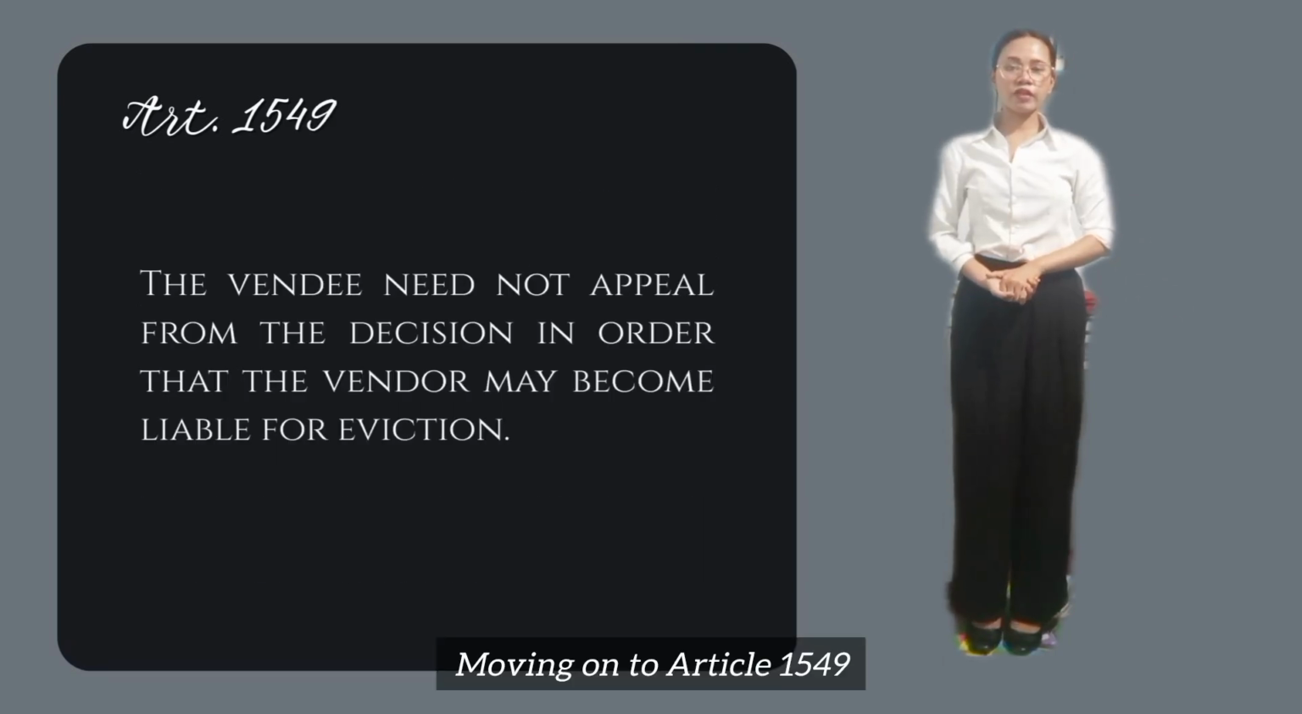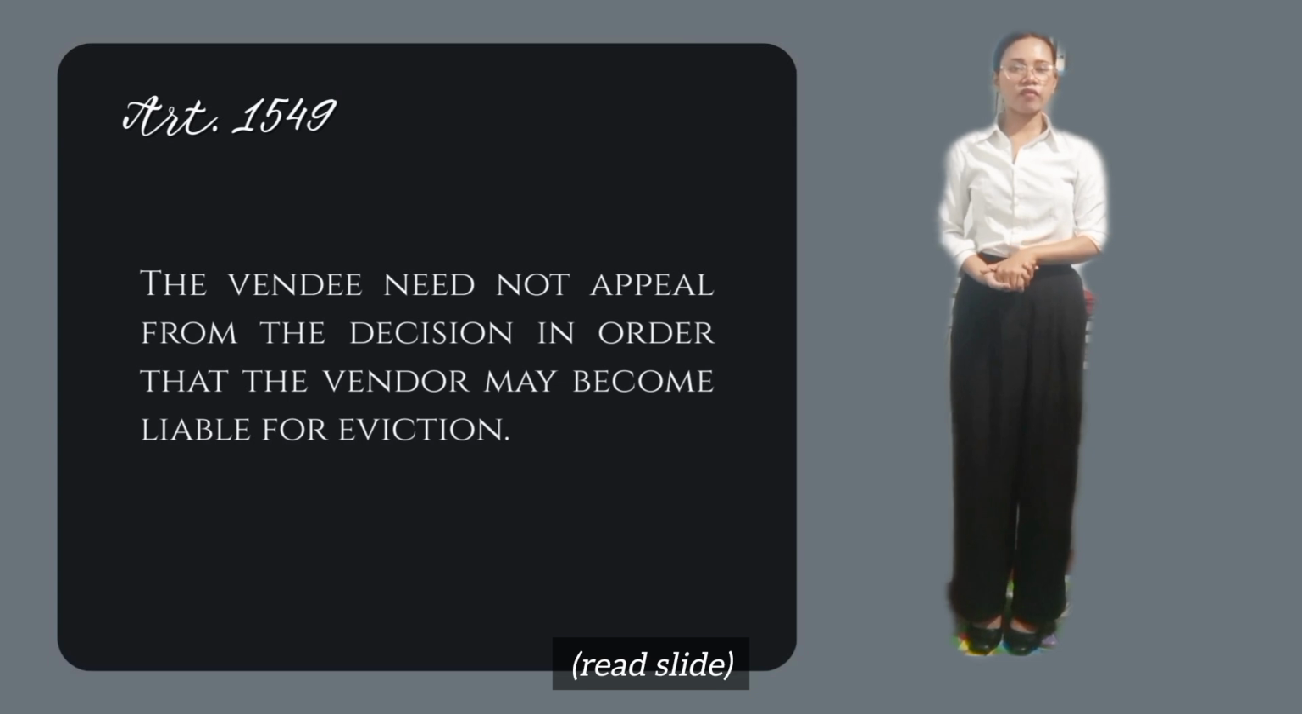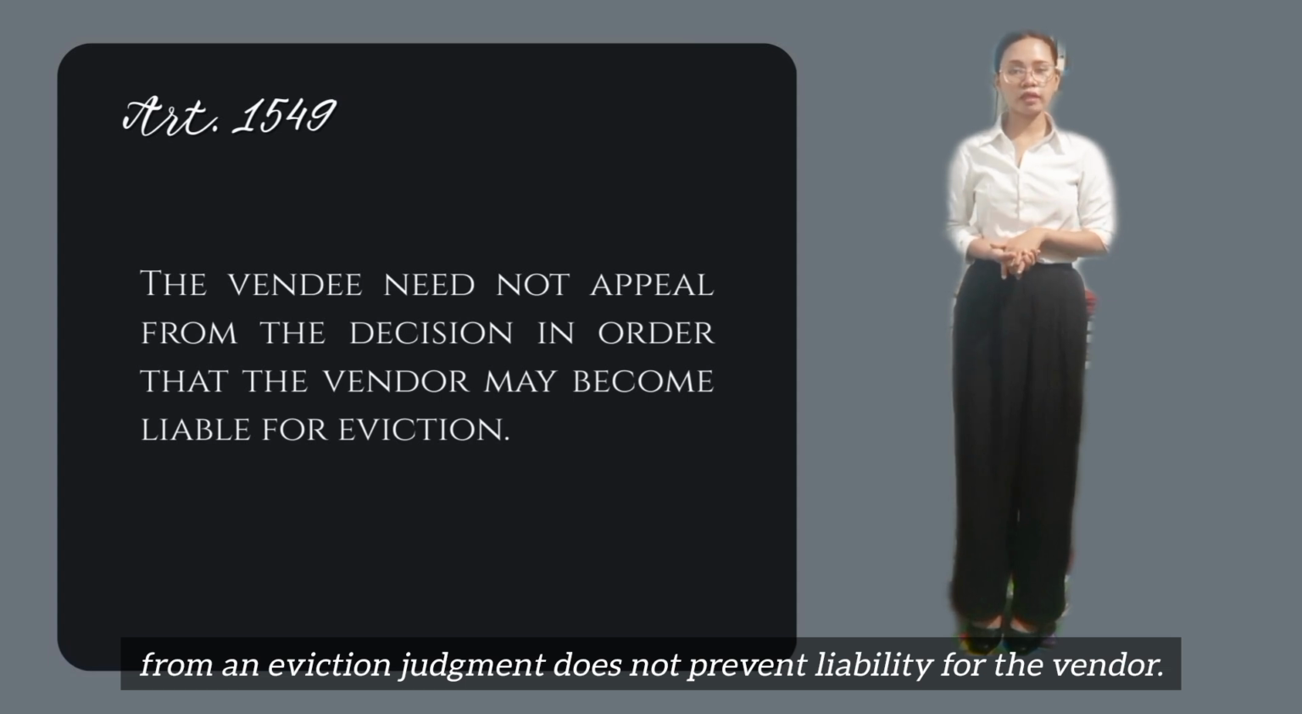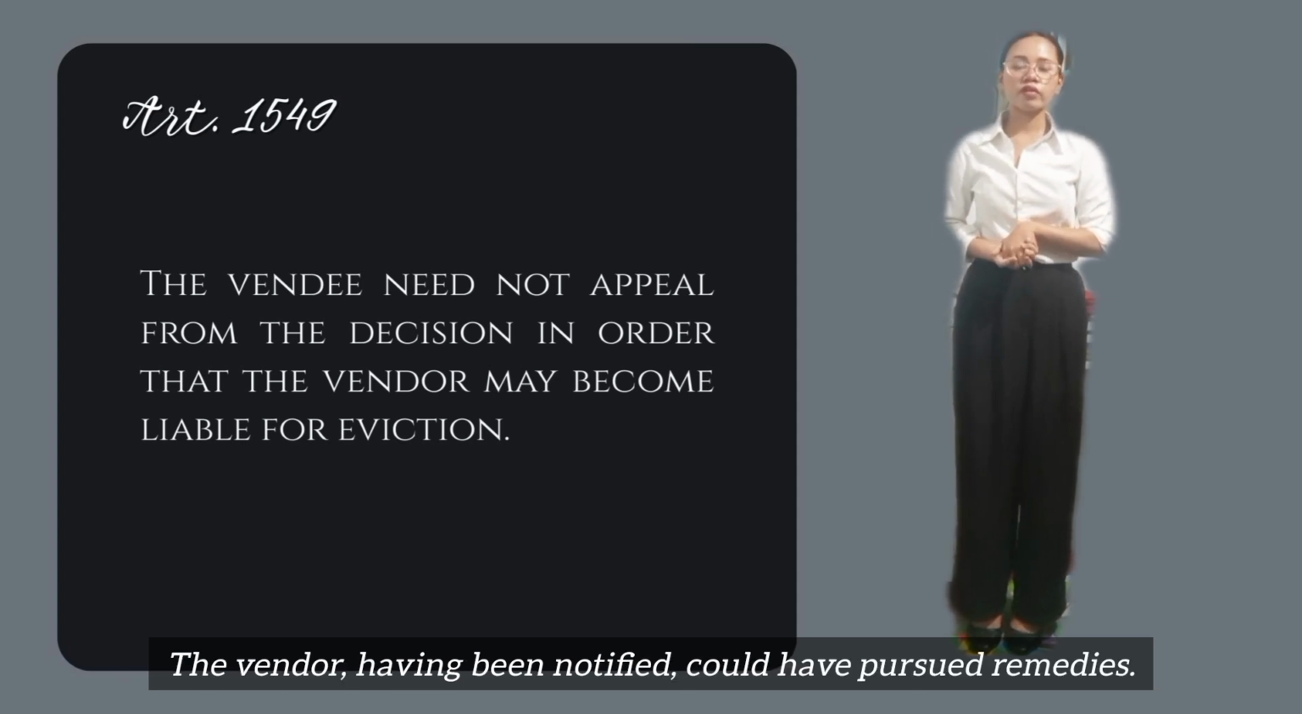Moving on to Article 1549, it states that the vendor need not appeal from the decision in order that the vendor may become liable for eviction. It explains that the vendor's failure to appeal from an eviction judgment doesn't prevent liability for the vendor. The vendor, having been notified, could have pursued remedies.